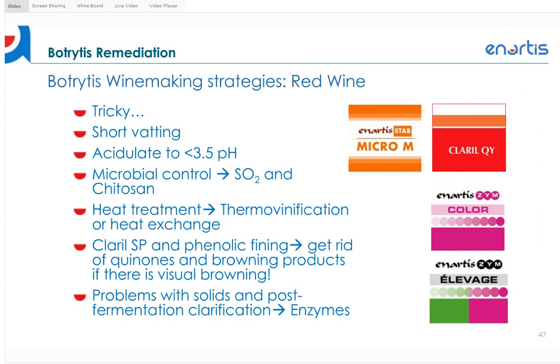And then also, if you have any sort of heat exchanger or flash détente unit, this is a massive tool for completely eliminating laccase. If there is browning present, you can use various phenolic fining agents like Claril SP to get rid of those browning products and quinones, but only if it's visual, as this will have an effect on coloring material. And again, I have to stress the use of glucanases to help break down any residual glucans which can be present, which will cause a massive headache for filtering later on.